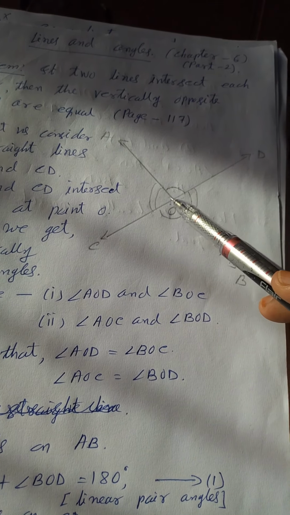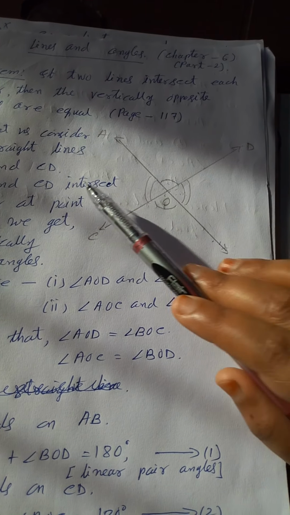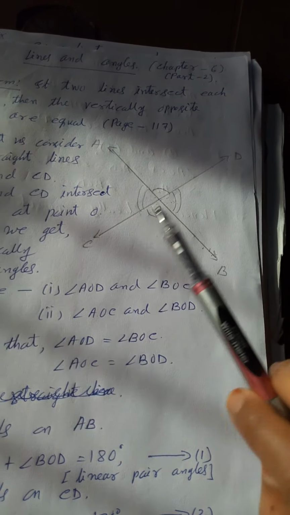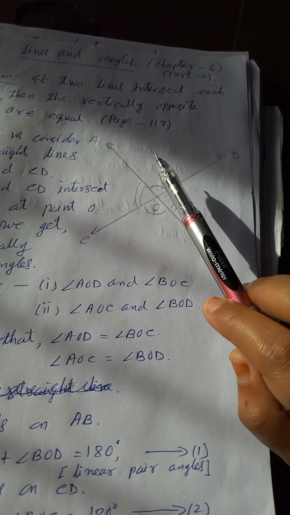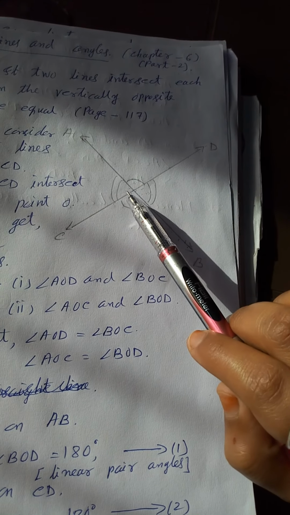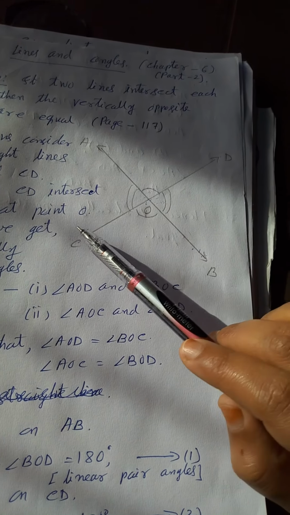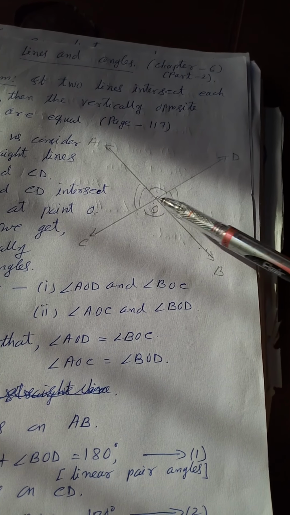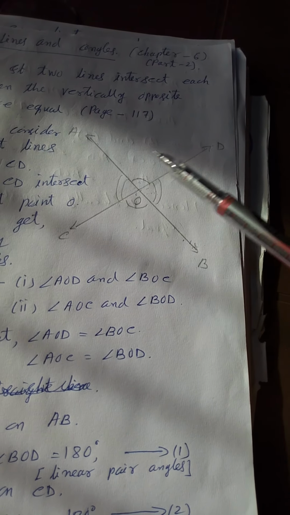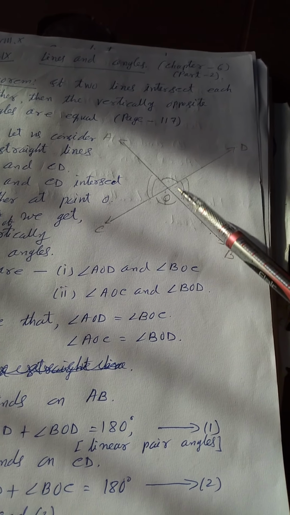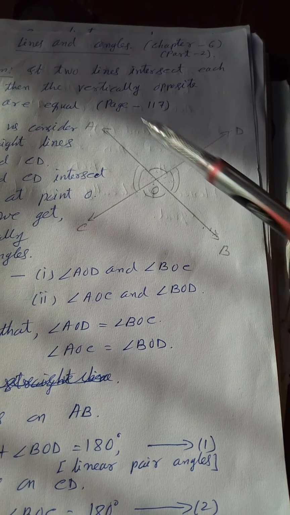So first we write: OD stands on AB. You can take any one ray from this figure. Suppose I take the ray OD. If you want, you can take OA, OC or OB, and that is also correct. OB is standing on CD, OA is standing on CD, but I am taking OD. The ray OD stands on the line AB.